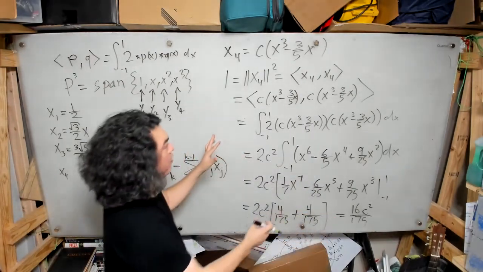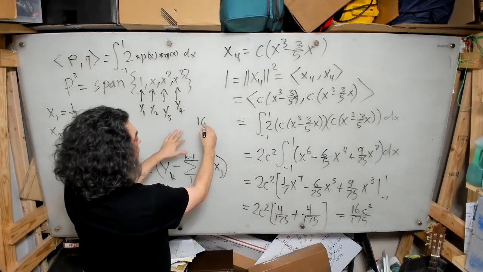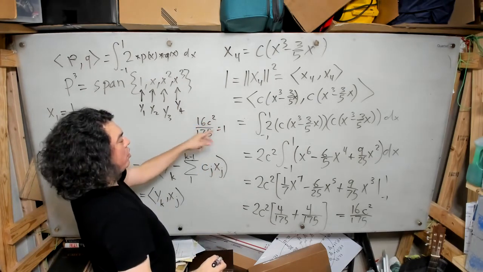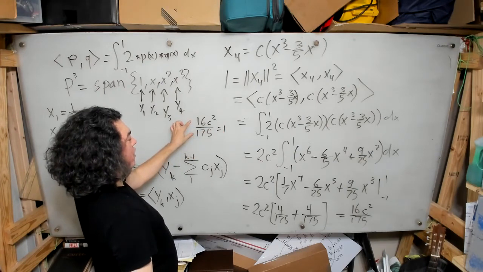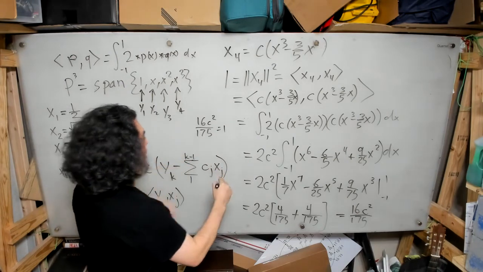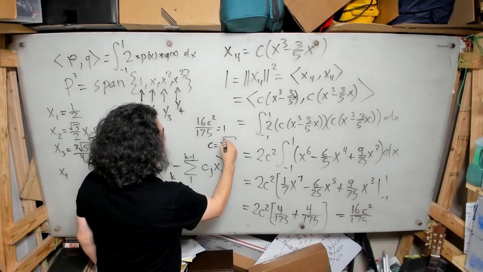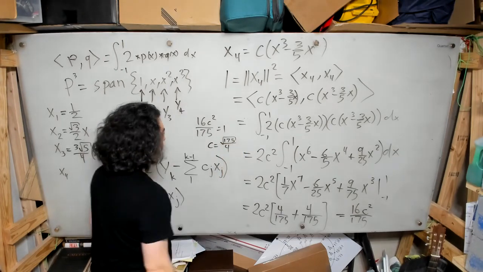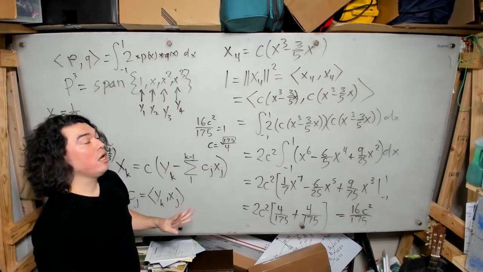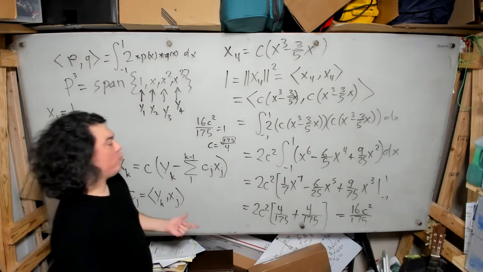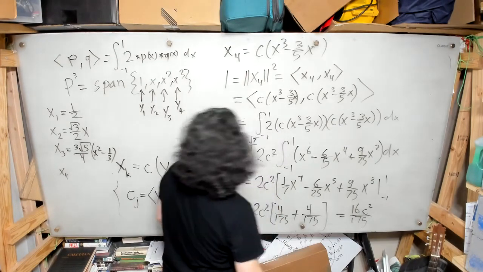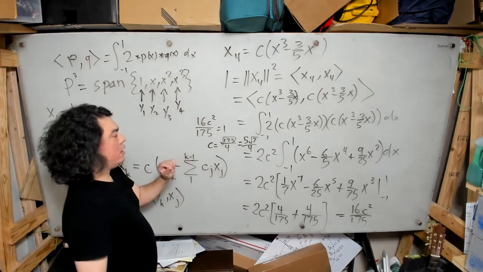So now I have to force it equal 1, right? I want 16c squared over 175 to equal 1. You can tell I'm going to multiply both sides by the reciprocal of 16 over 175. So I'm going to have c squared equal to 175 over 16. I'm going to square root that, and I'm going to get c equals the square root of 175 over 4. No, wait. 175 is 7 times 25, so it'll be 5 square root of 7 over 4. Okay. So that's the c that will make it equal to 1.